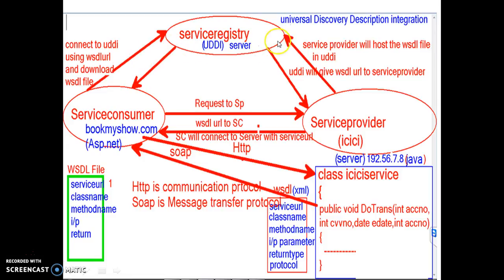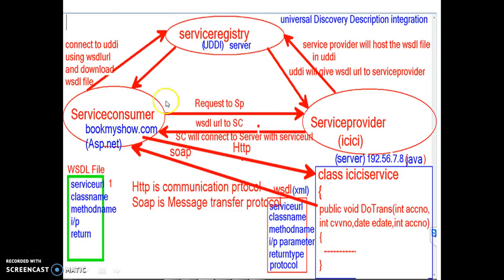So, what is a service registry? A service registry is a server which is used to hold all the WSDL files. The service registry is UDDI, Universal Description, Discovery and Integration. UDDI is a server which is used to hold all the WSDL files. Will you follow? So, what will the service provider do? The service provider will place this WSDL file in UDDI. UDDI is also called an XML registry.